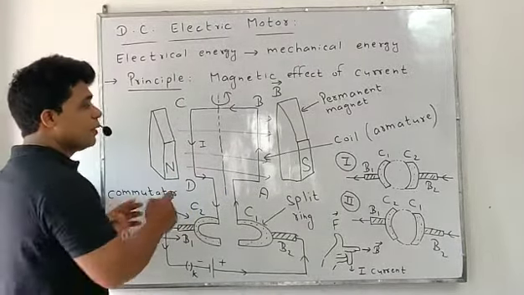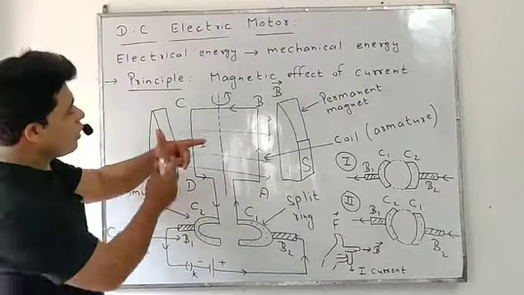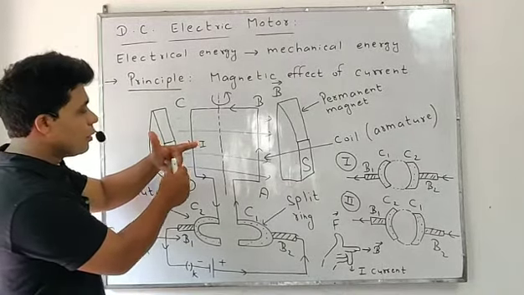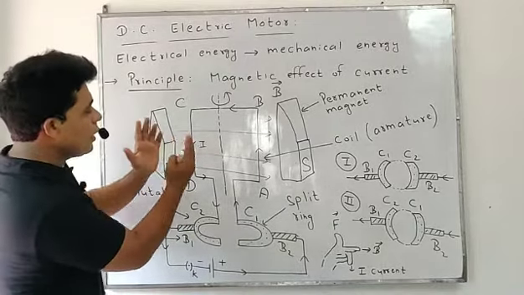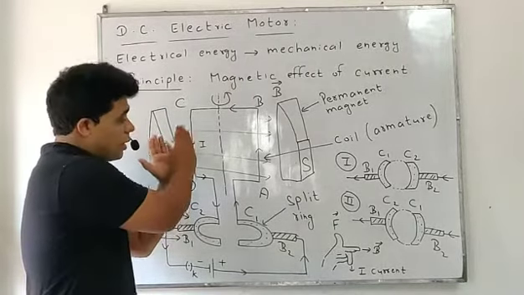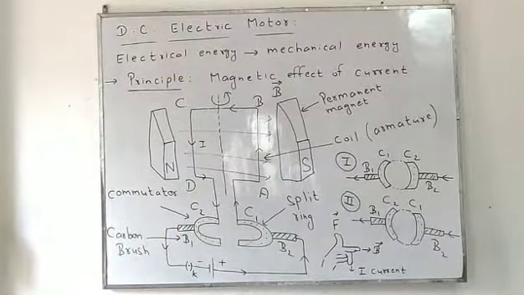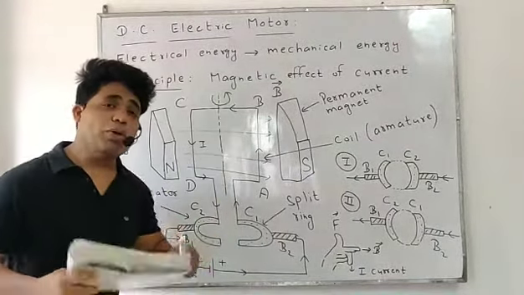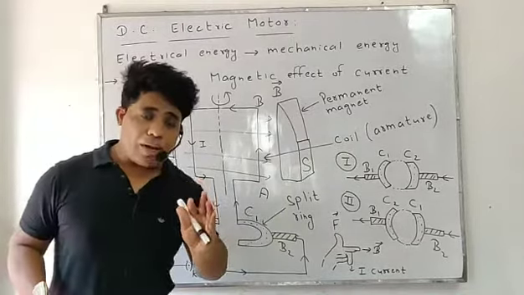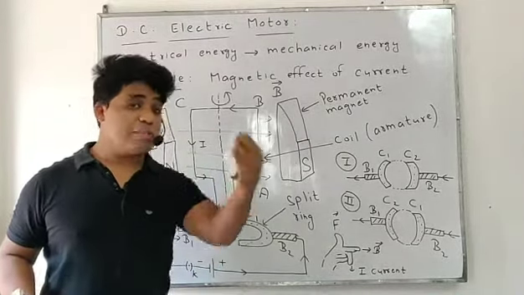Again, students, we'll apply Fleming's left hand rule, FBI. This is the magnetic field, this is the current. Again, it experiences force in the upward direction. So look, again it moves in the same direction. It means in both half cycles, the coil, the armature, will rotate in the same direction.